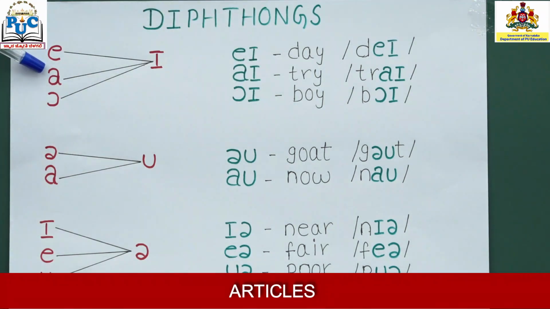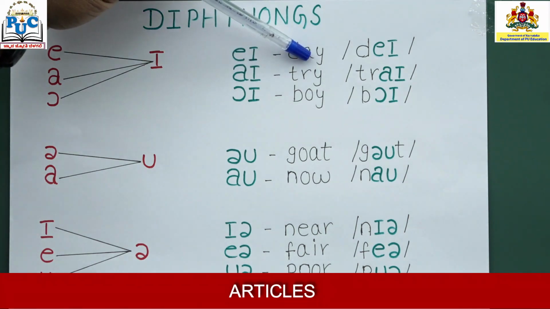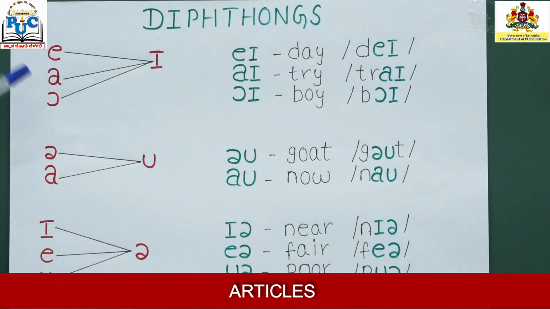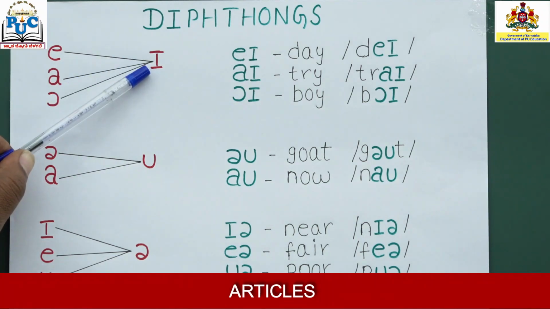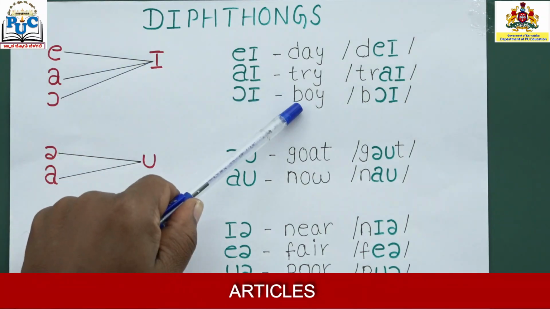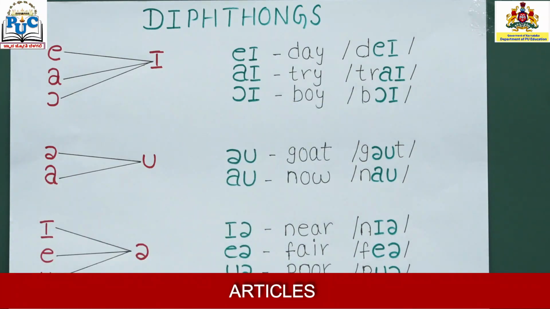Let's look at the second one. This is a, e, I, try, as in T-R-I. Let's move on to the third one. This is A and this is E. So it is oi, as in boy. Look at how you write boy. It's exactly as you pronounce.